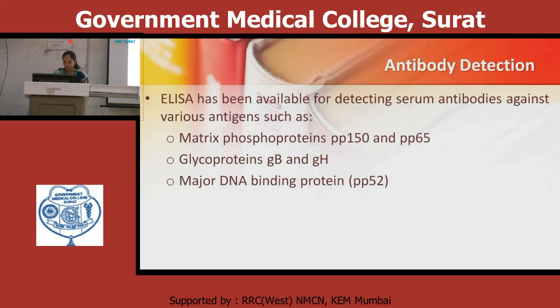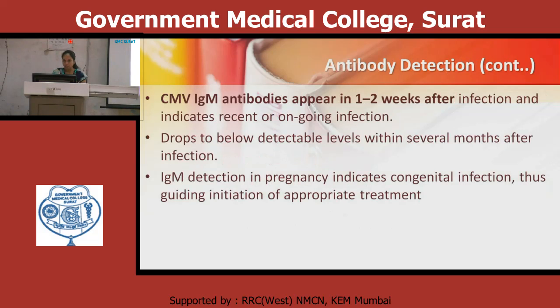Antibody detection. ELISA is available for detecting serum antibodies against various antigens such as matrix phosphoproteins PP150 and PP65, glycoproteins G, B and GH, and the major DNA binding protein PP52. CMV IgM antibodies appear 1 to 2 weeks after infection and indicate recent or ongoing infection. They drop below detectable level within several months after infection. IgM detection in pregnancy indicates congenital infection, thus guiding initiation of appropriate treatment.